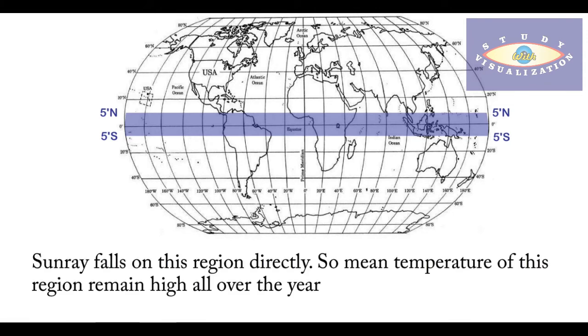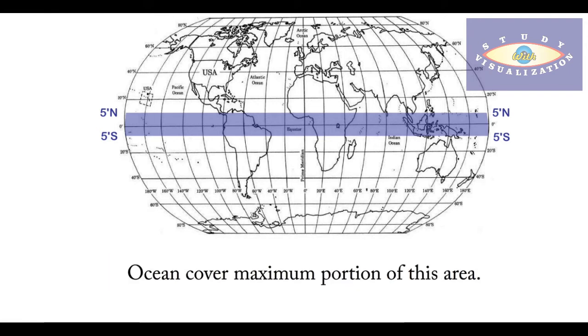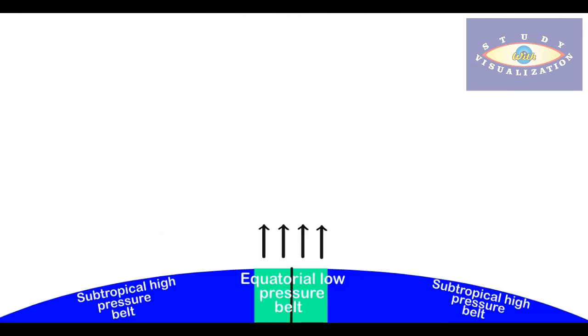The mean temperature of this region remains very high, and the maximum portion of this area is ocean. So a large quantity of water vapor mixes with air and the air becomes lighter. Air moves upward, thus air density becomes low and a low pressure belt has formed in this area.